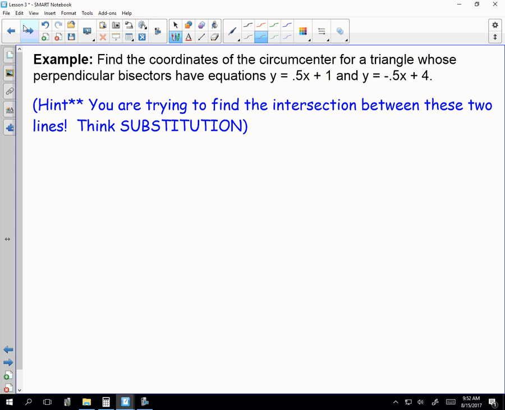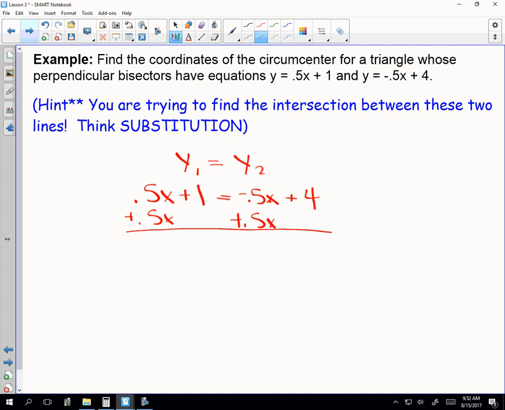Now, if these two lines intersect at the same spot, then we know that this is the one spot where the y1 equals the y2, and this is just a substitution situation. So we have a 0.5x plus 1, that's y1, equals y2, negative 0.5x plus 4. And now we have to move the variables to each side, so I'm going to add a 0.5x to both sides. We do that, we get 1x plus 1 equals 4, and then we have to subtract 1 from both sides, and we get x equals 3.